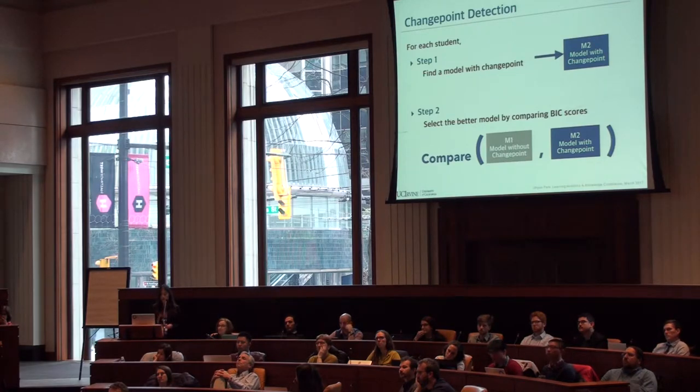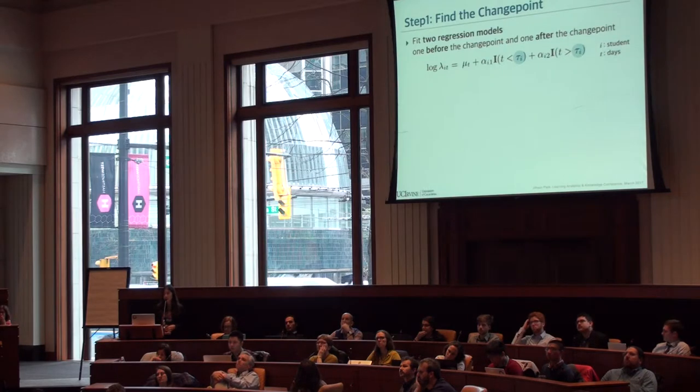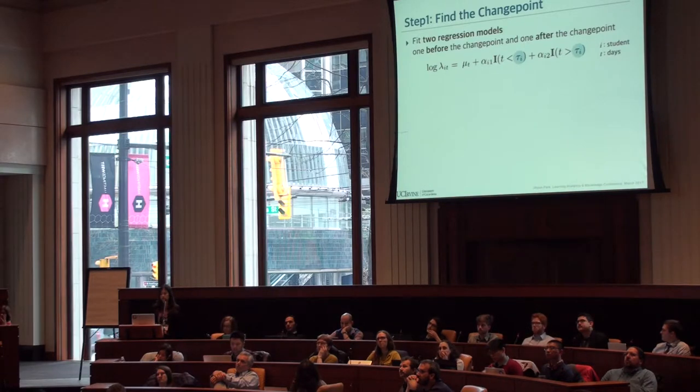And we're going to compare these two models by using BIC scores, and I'm going to talk about this later in the later part. First, let's talk a little more about how to find the change point model. The model with the change point is just an extension of the student modeling that we just talked about. But instead of fitting one regression model, now we fit two different regression models, one before the change point and one after the change point.